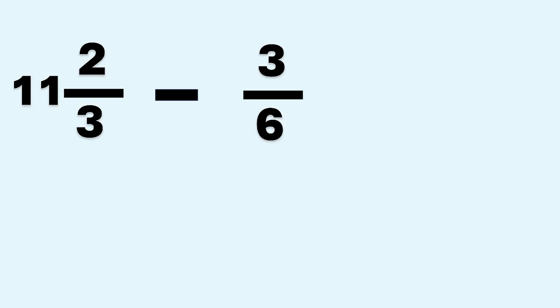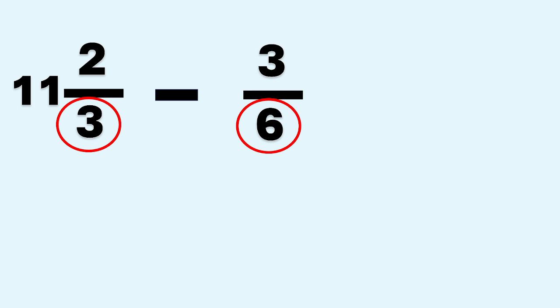Another problem, we have here 11 and 2/3 minus 3/6. First, we are going to subtract two fractions. When we subtract fractions, we need a common denominator. We have here 3 and 6. So we can subtract. We need to find a common denominator. And we can do that by finding the LCM, or the least common multiple.